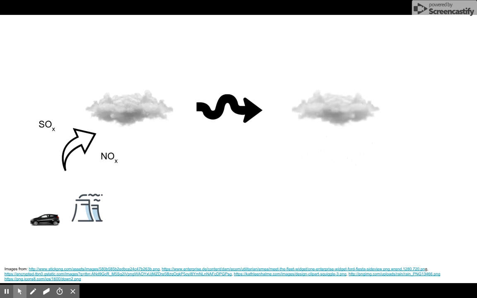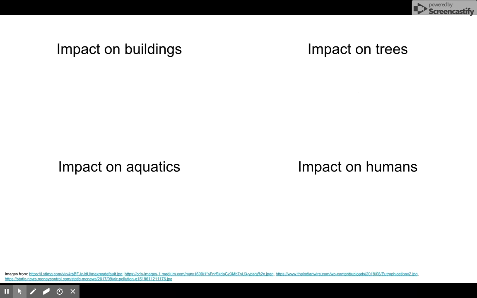So they go up in the atmosphere. We've got clouds, which are essentially water, and they're going to dissolve in the clouds. The clouds might get blown away by the wind, and then in a different part of the world, a different country potentially even, it rains as acid rain. The issues with that have impacts on buildings, trees, aquatic life, and directly on humans. Let's have a look at each of those.